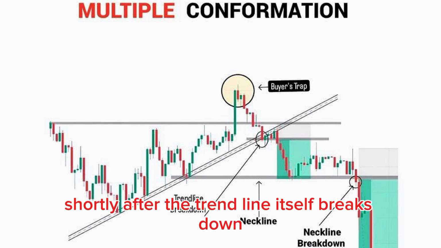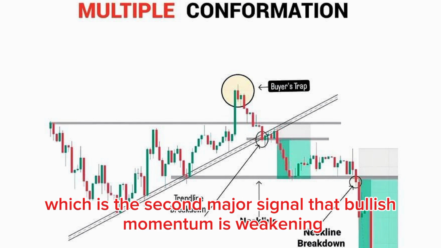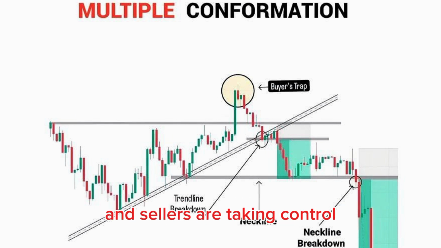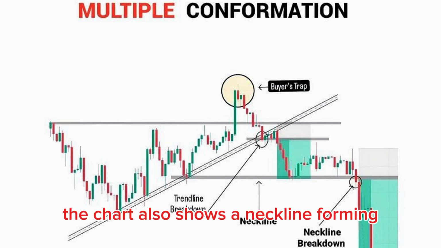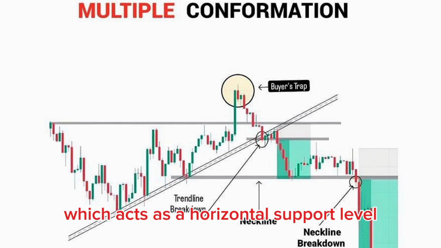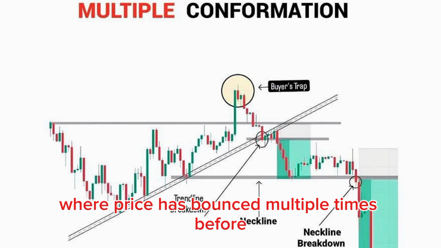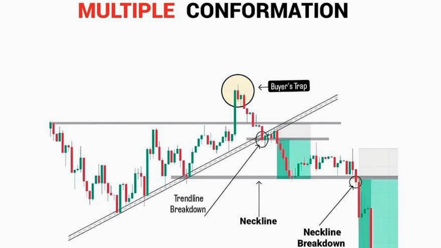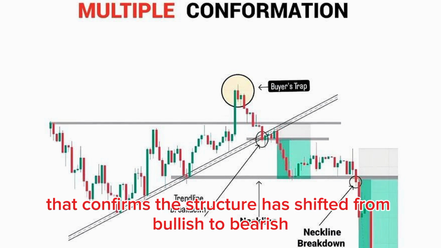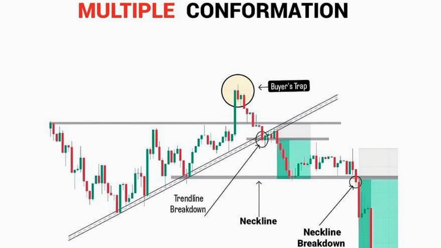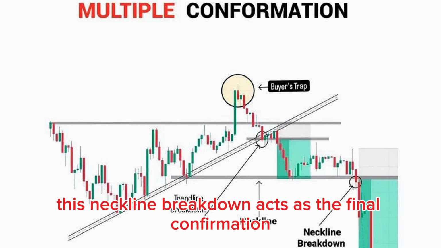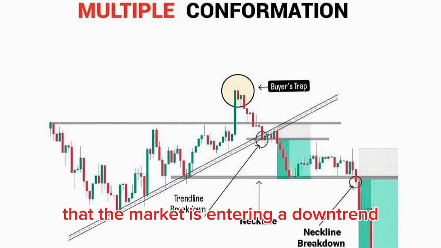Shortly after, the trend line itself breaks down, which is the second major signal that bullish momentum is weakening and sellers are taking control. The chart also shows a neckline forming, which acts as a horizontal support level where price has bounced multiple times before. Once the neckline is broken, that confirms the structure has shifted from bullish to bearish. This neckline breakdown acts as the final confirmation that the market is entering a downtrend.